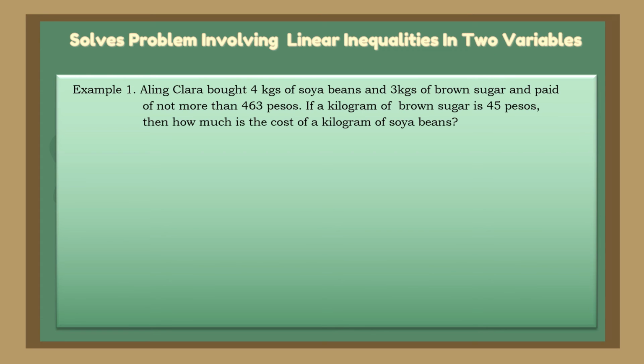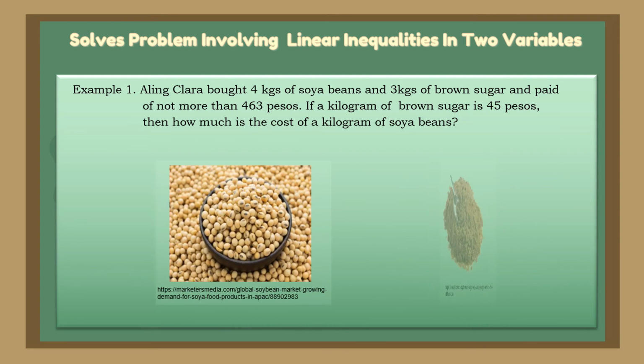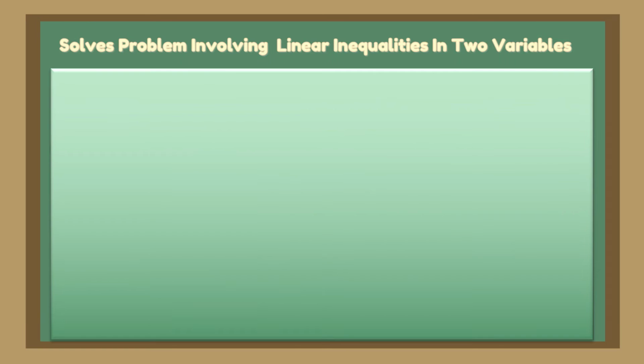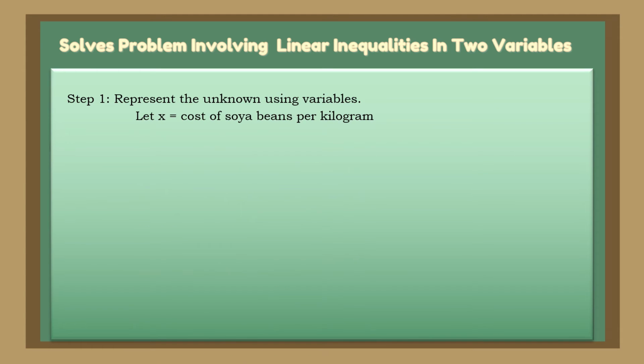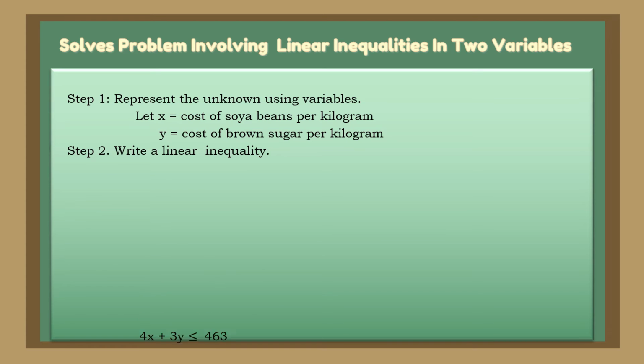Let us have an example. Aling Clara bought 4 kilograms of soya beans and 3 kilograms of brown sugar and paid not more than 463 pesos. If a kilogram of brown sugar is 45 pesos, then how much is the cost of a kilogram of soya beans? Step 1, represent the unknown using variables. Let x be the cost of soya beans per kilogram and y be the cost of brown sugar per kilogram. Step 2, write a linear inequality.